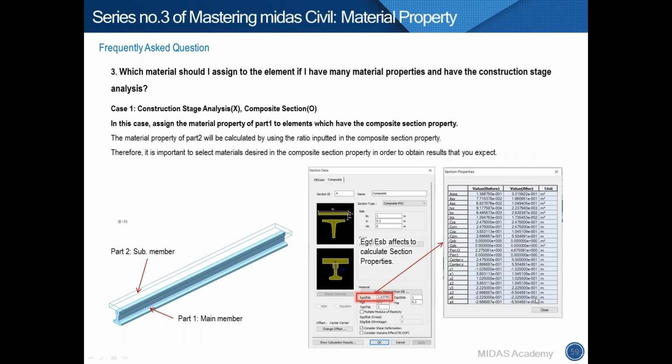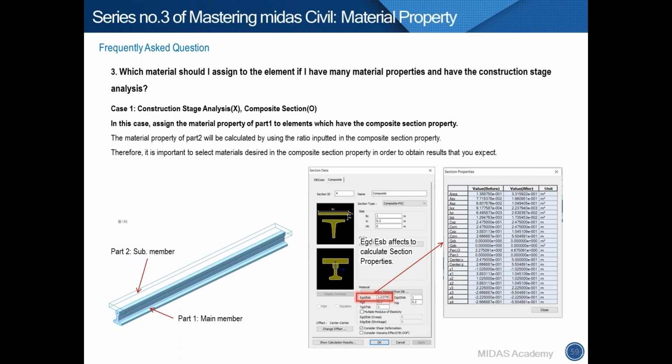And the last query is which material should I assign to the element if I have many material properties and have a construction stage analysis. So we can discuss this issue in two cases. Case number 1 is considering the composite section without the construction stage analysis.